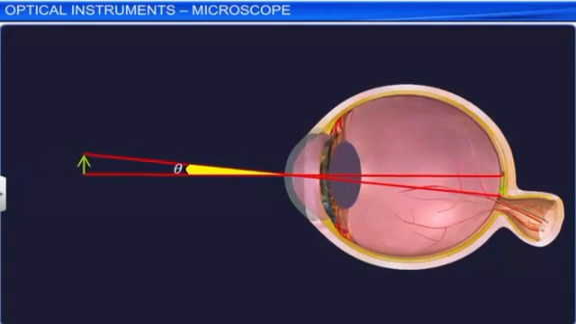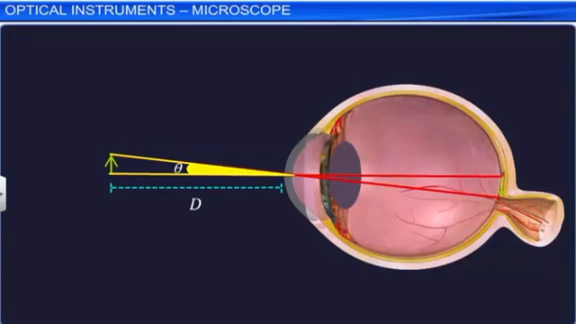We know that the closest distance for comfortable view is the least distance of distinct vision, or the near point, usually represented by D. When the object is placed at the near point, the angle subtended by it at the eye and its apparent size is the greatest. If the object is closer to the eye than the near point, the eye cannot focus its sharp image on the retina. But a simple microscope or magnifier can be used to view such objects without any strain on the eye.